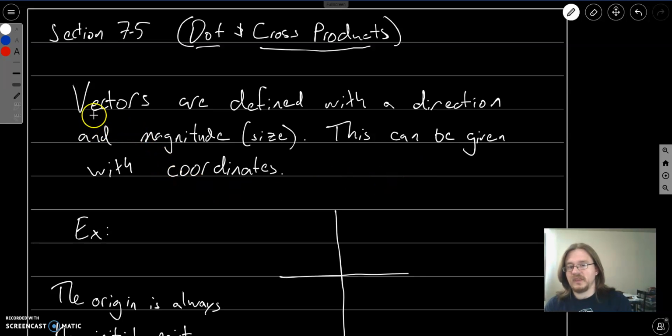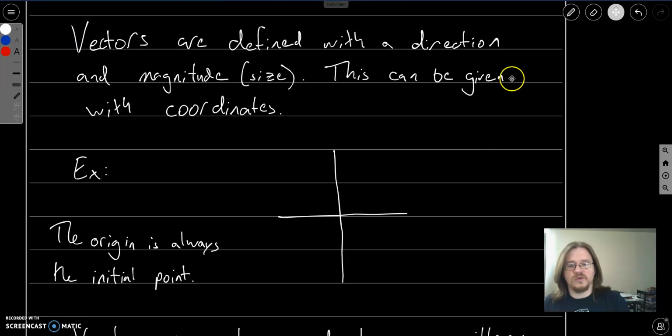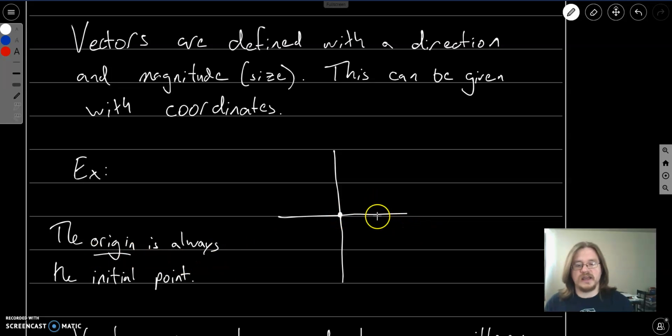So in the last section we saw that vectors are defined with a direction and a magnitude. So you have to say what direction is the vector pointing in and how long is that vector. So we just think of vectors as an arrow. But if we're drawing an arrow, we can give that using coordinates as well. So for instance, we always use the origin as the initial point of a vector, just to make it standard.